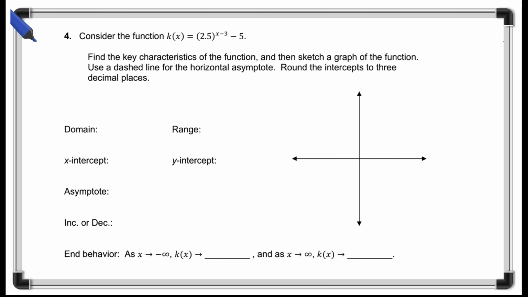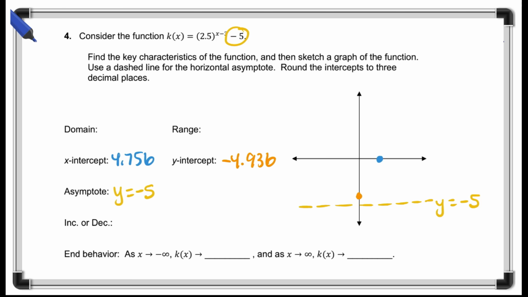Because we had that vertical shift down, our asymptote is at y equals -5. So we're going to go here. Our x-intercept was about 4.756. Right now we're just doing a sketch here. Our y-intercept was -4.936, so about here. And then you can draw our curve here for the exponential.